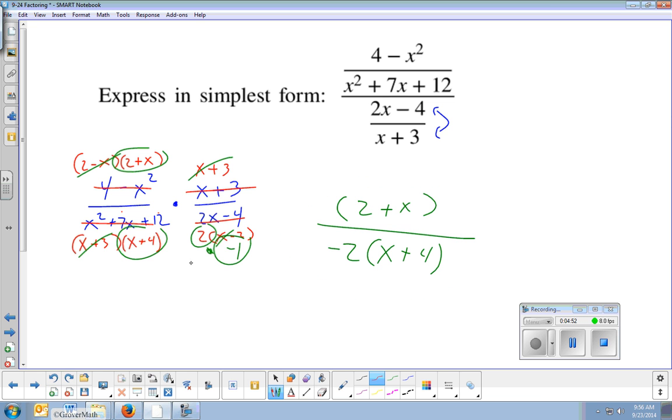All right, so that's it for this one, but let's try some more factoring problems.